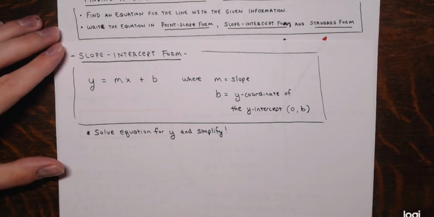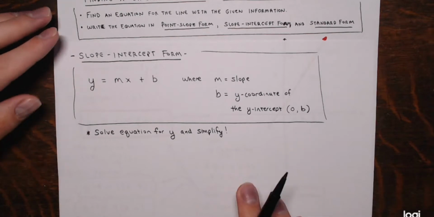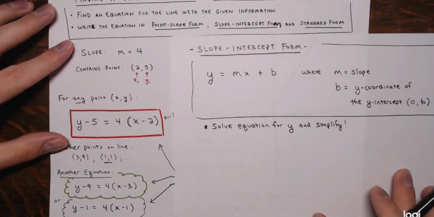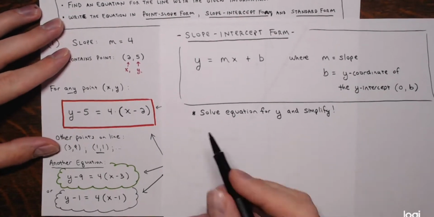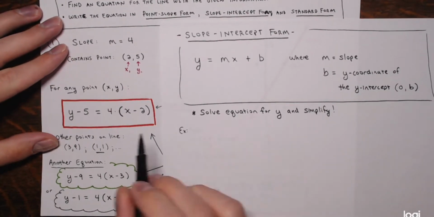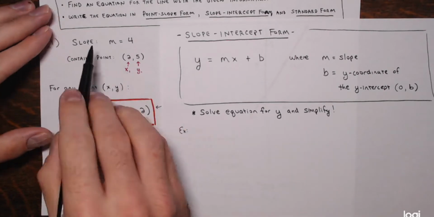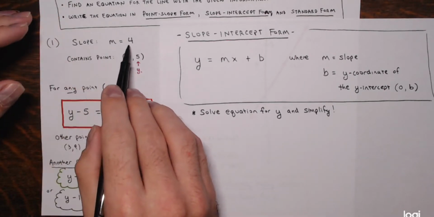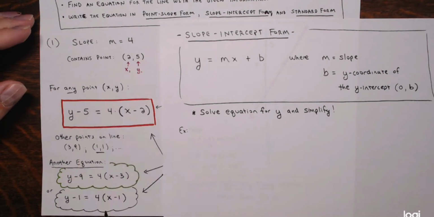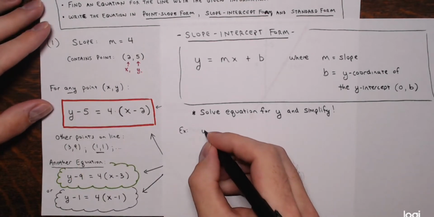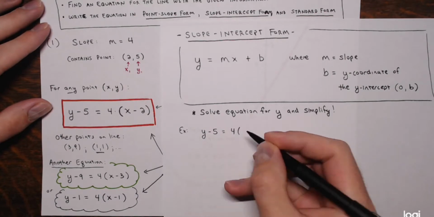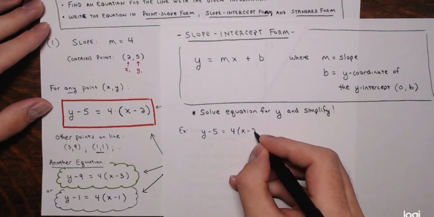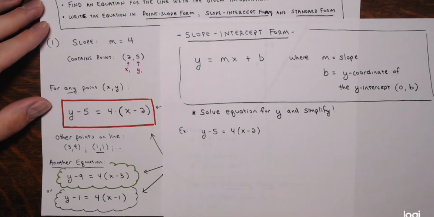So for our example 1 here, again, we have equations. Let me just take this first one. The equation for this line with a slope of 4 and containing the point (2, 5): y minus 5 equals 4 times the quantity x minus 2. We solve for y and simplify.